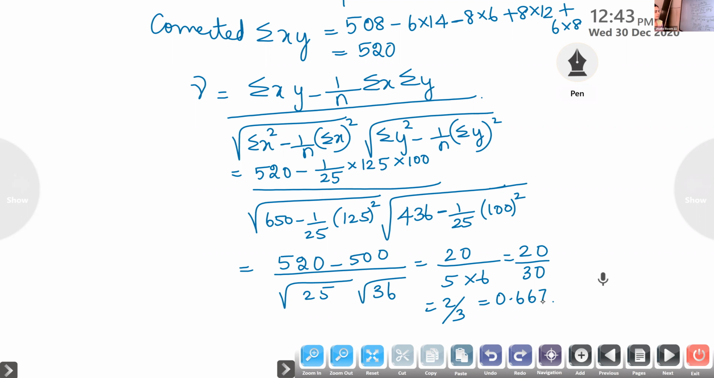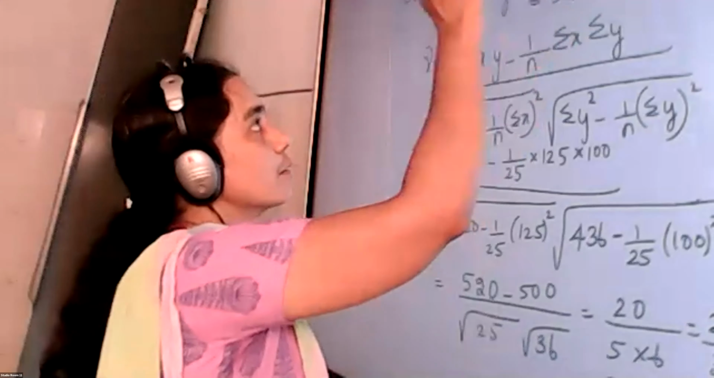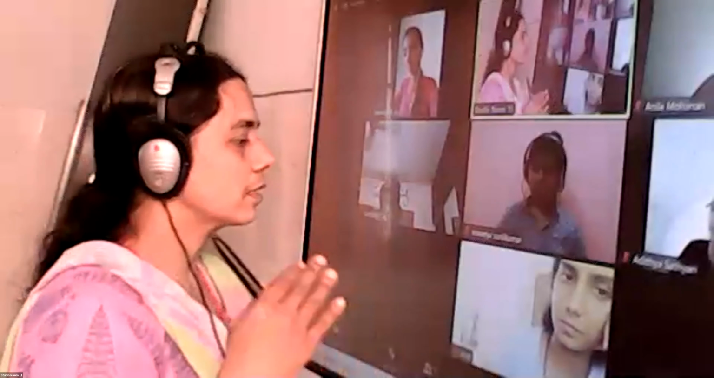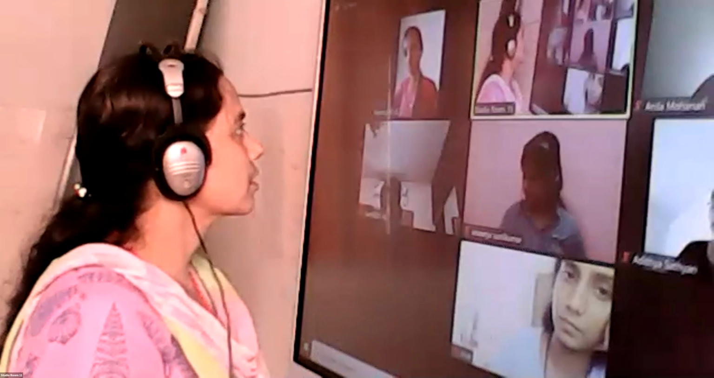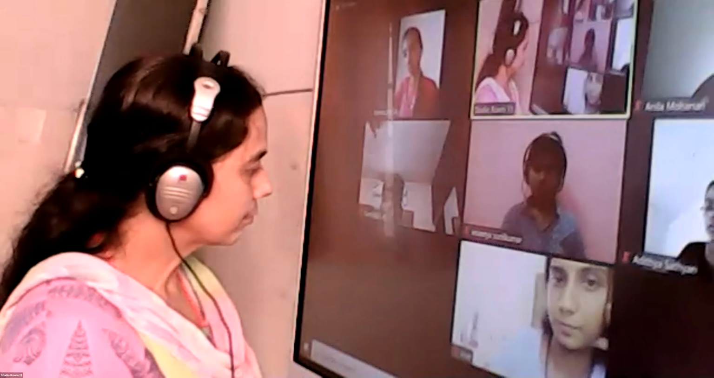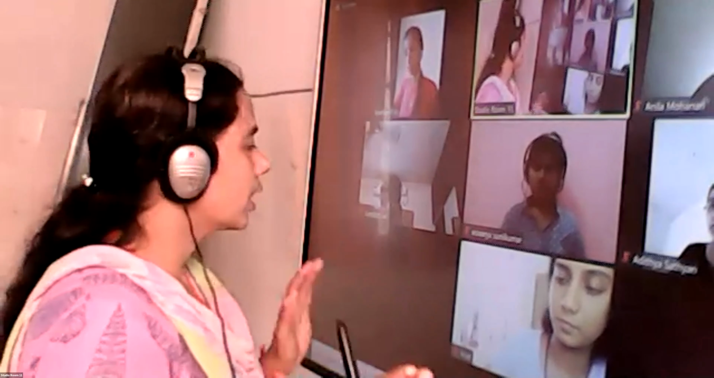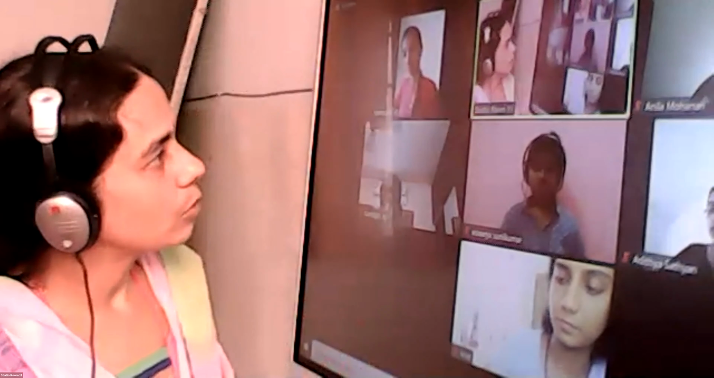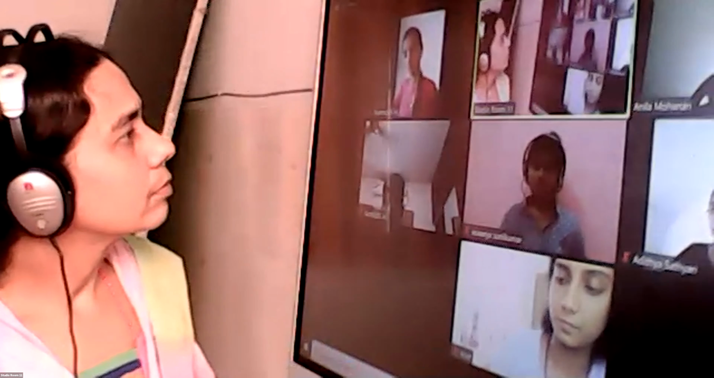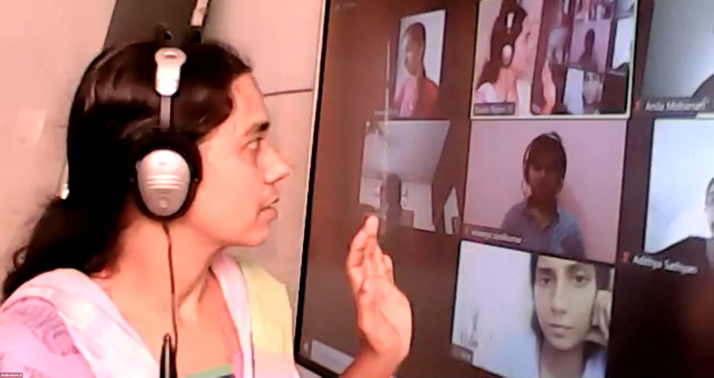Okay. So is it clear how to find the Karl Pearson's coefficient of correlation? Any doubt in that part, Aditya, Anila, Mohanan? That formula you should be thorough with. If you are thorough with the formula, only then can we do this type of question.